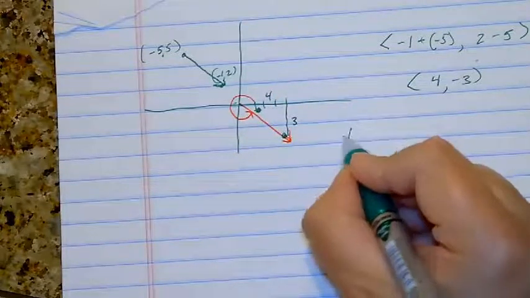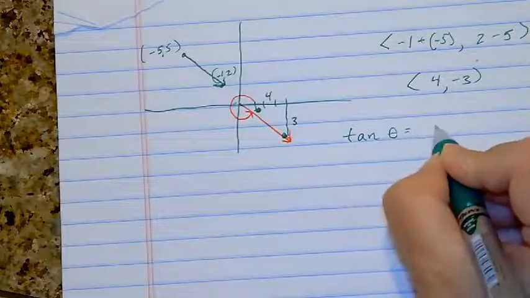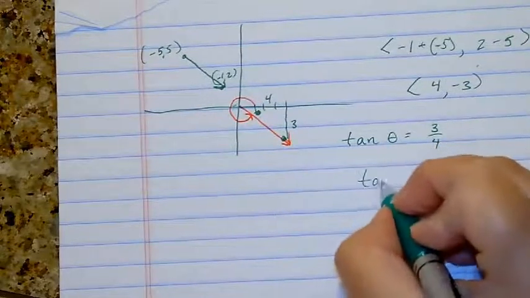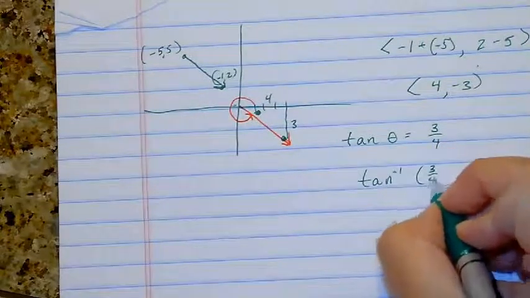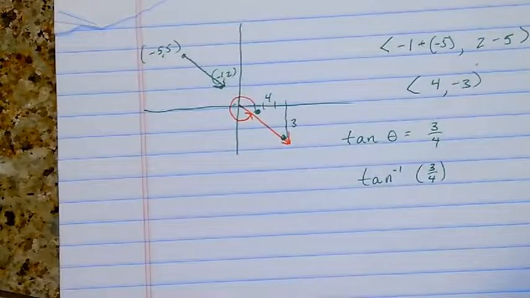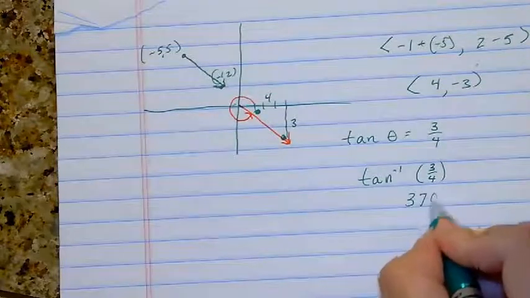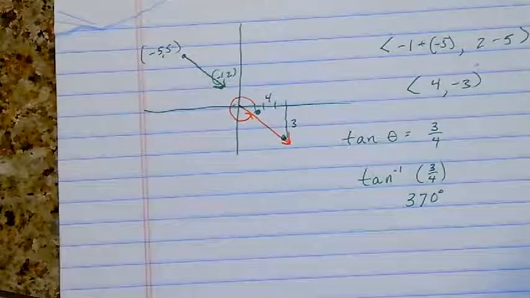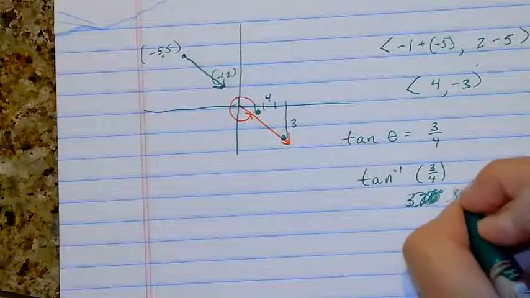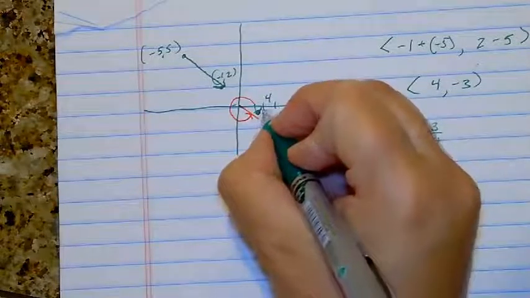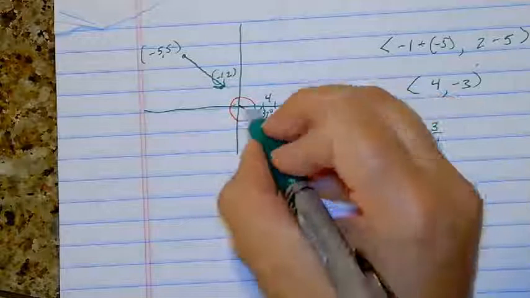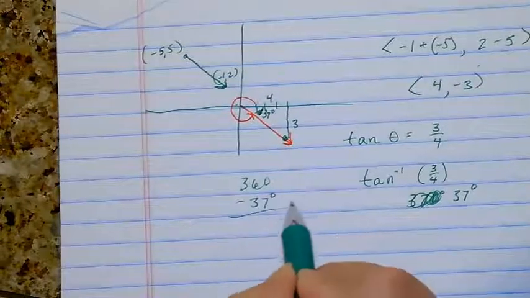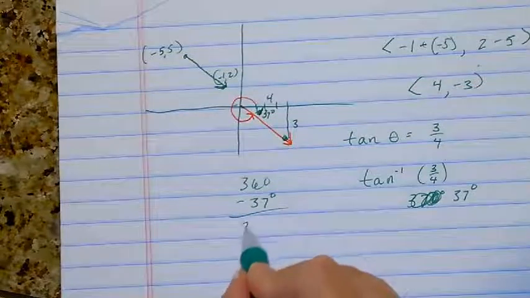So in order to do that, I'm going to find tangent of that angle equals the opposite over the adjacent. So in my calculator, I'm going to type in tangent inverse of 3/4. And when you do that, you get 37 degrees. So that means this is 37 degrees. So to find the other part, I'm going to do 360 minus 37 degrees. So that angle is actually 323 degrees.